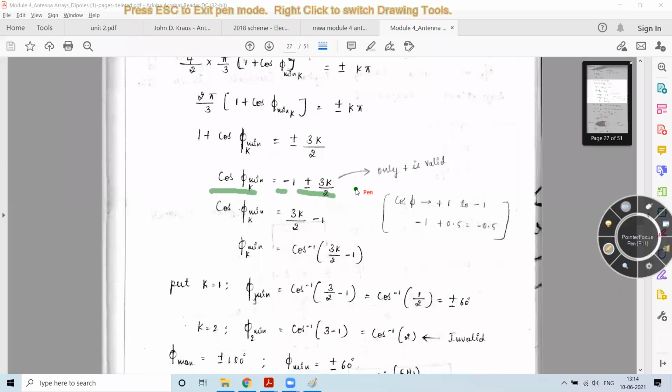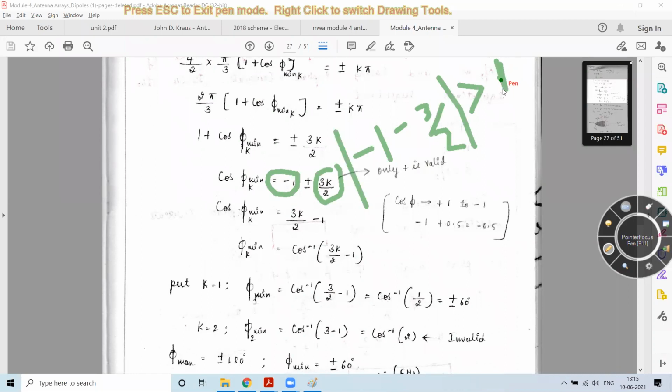Now you can check for which angles this is valid. If I take both minus, this is already minus, and if I add minus 3 by 2, then considering the magnitude, this number will be greater than 1. Now, can cos of any angle be greater than 1? It is not possible. Cos of phi cannot have a value greater than 1.